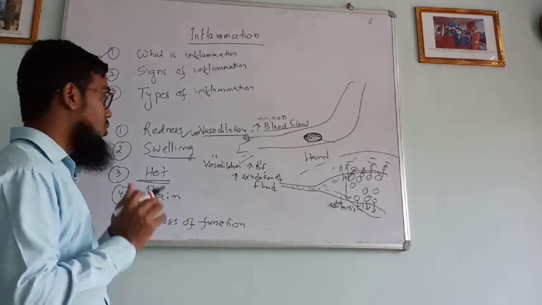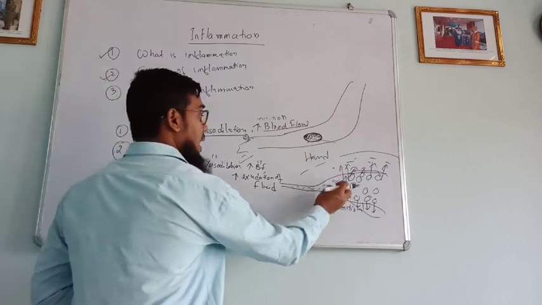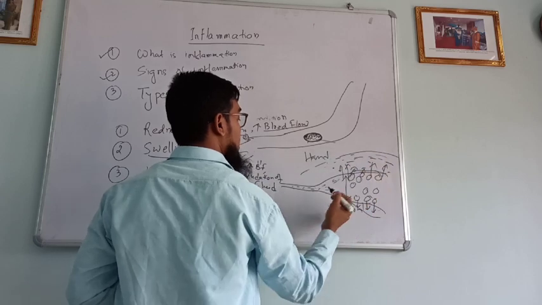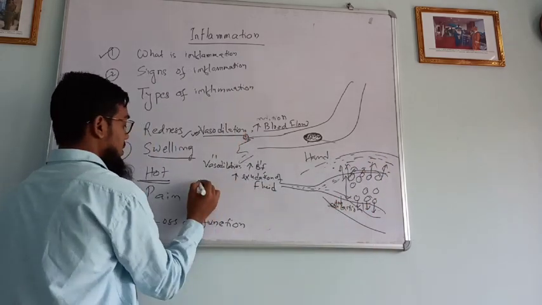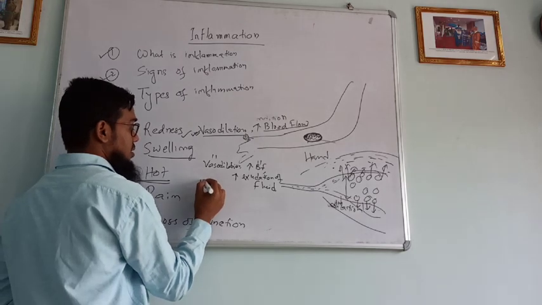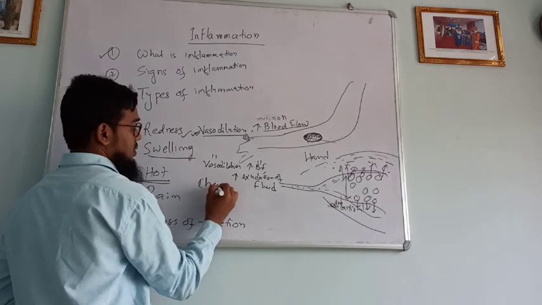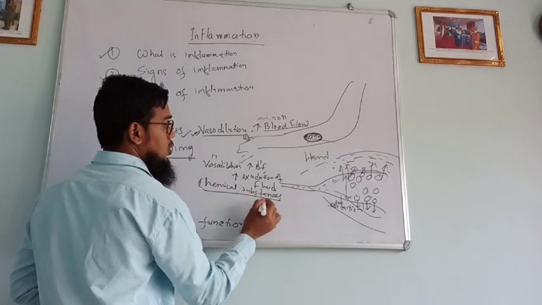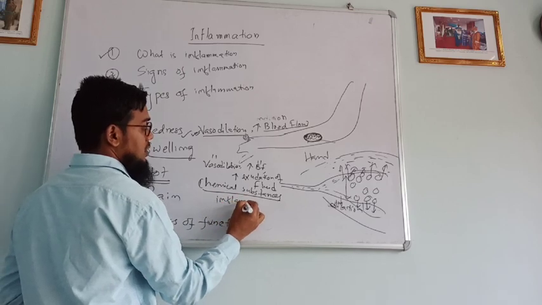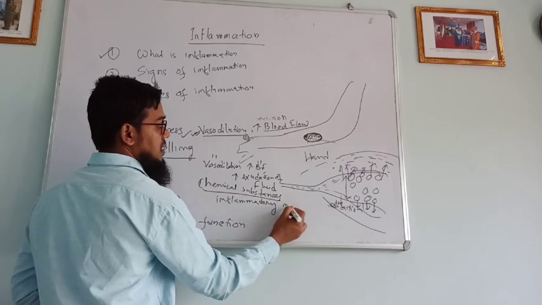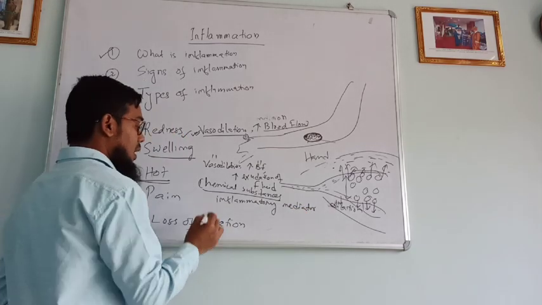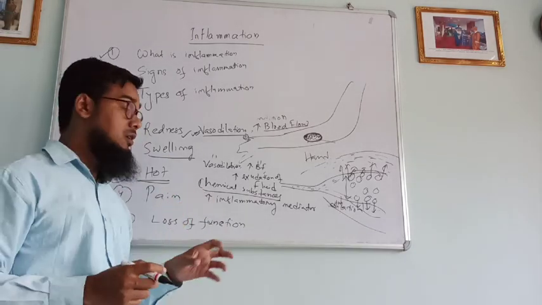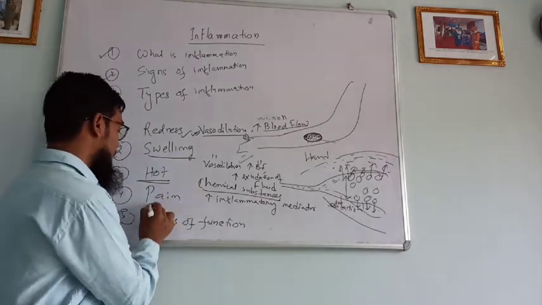Third point, which is called hot. Sign of inflammation, hot. Why does hot happen? Due to this exudation, damage of the tissue will occur. Damage of the tissue in the part, and they will release chemical mediators, which are called inflammatory mediators. So due to the increased inflammatory mediators, you will feel hot. Increased inflammatory mediators, and pain.